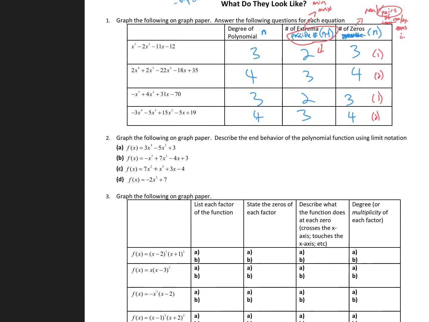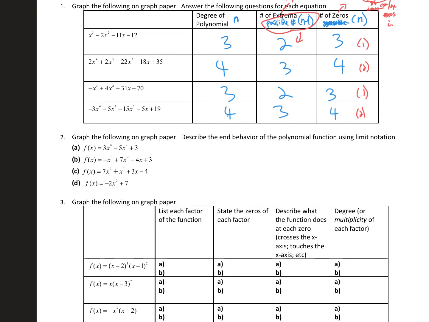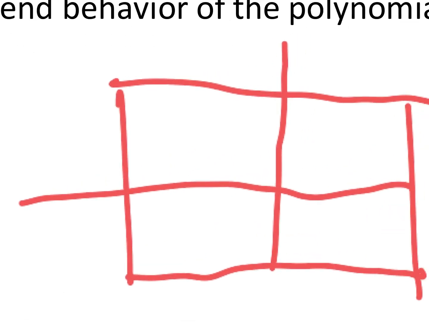So this one says, graph the following on paper. Describe the end behavior of the polynomial function using limit notation. Now, we don't really need to graph this. What's important is a chart. I've made this chart before, and it tells us a lot about the function. So I'm going to zoom in here to do this.